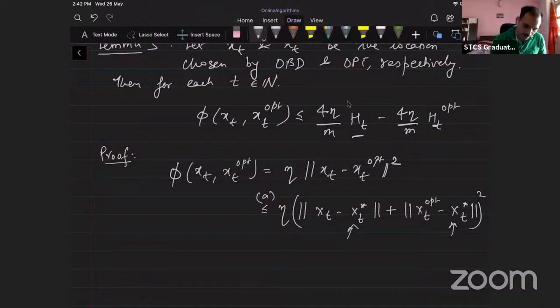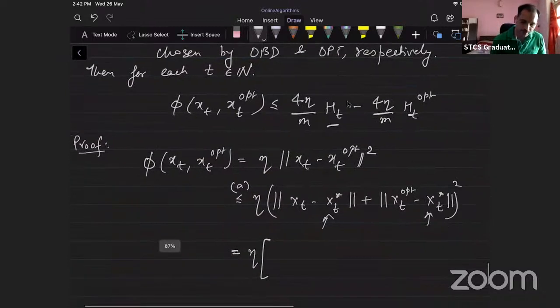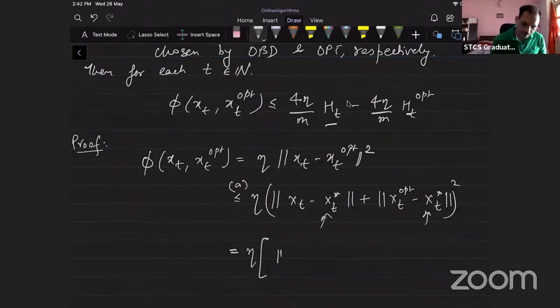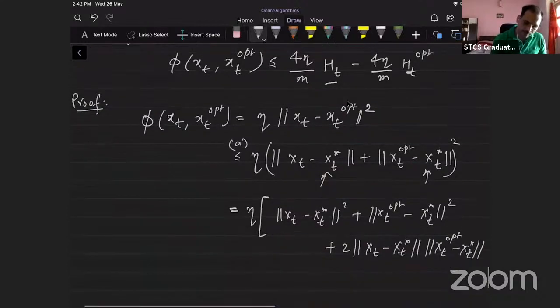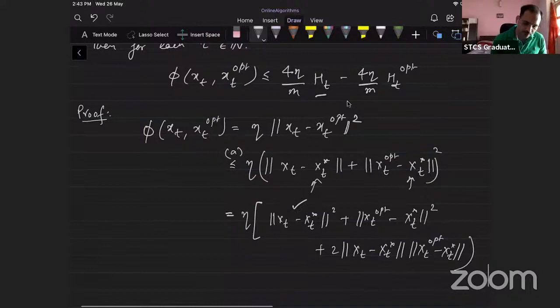Okay, so now we can expand this. What will we get? We'll get xt minus xt star square plus xtopt minus xt star square plus 2 times xt minus xt star times xtopt minus xt star. So if I wanted a bound only in terms of these terms, what can I do here? Can somebody tell me the simplest thing I can do? So I have a product term here, but I only want these as additive terms.